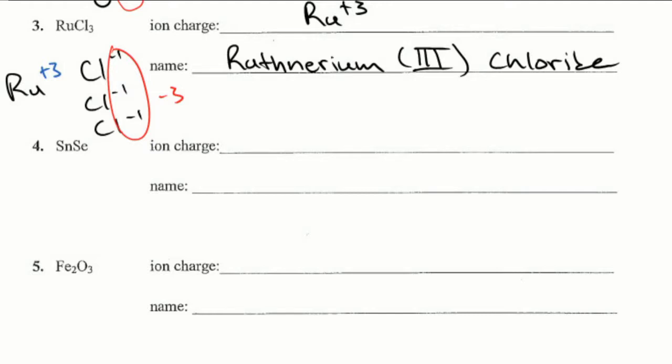SnSe. Remember, always start with the non-metal. Figure out what the charge on the non-metal is. Figure out how many you have. Then figure out how many you need of the other thing, the metal, to make it balance.